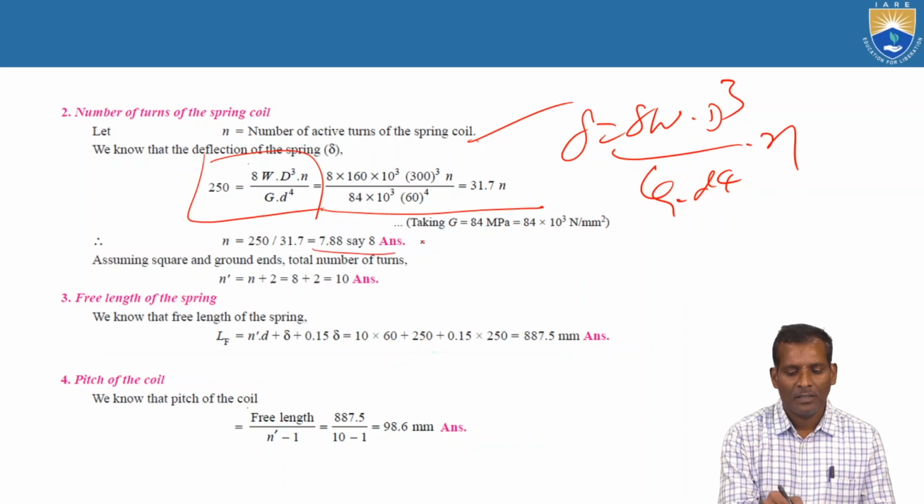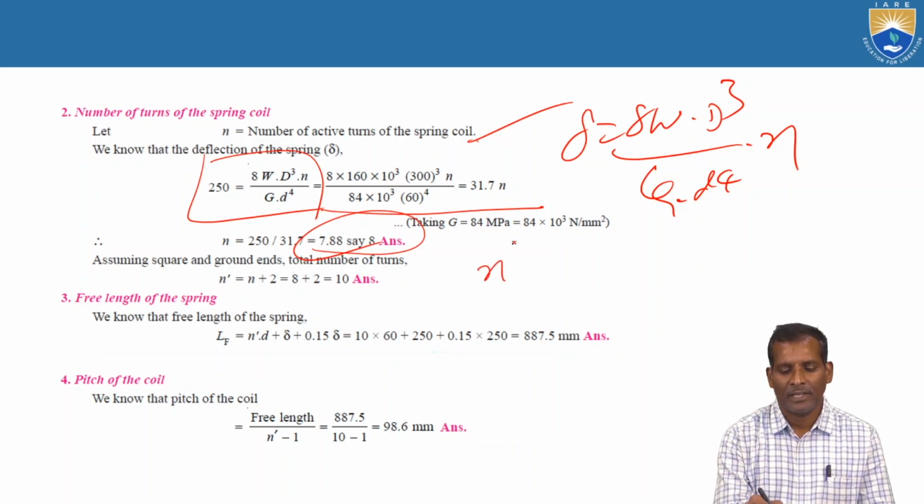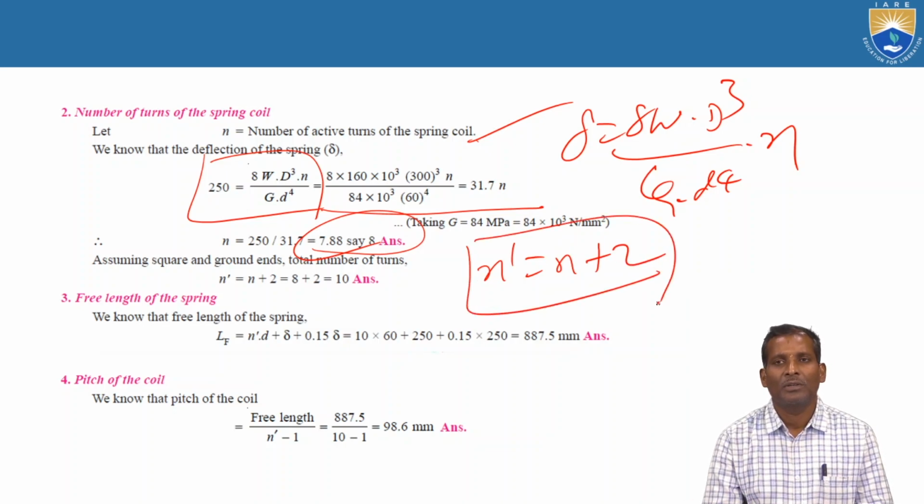n is 8. Assume here the end conditions of the spring are square and ground ends. For square and ground ends, the total number of turns, n dash, is equal to n plus 2.